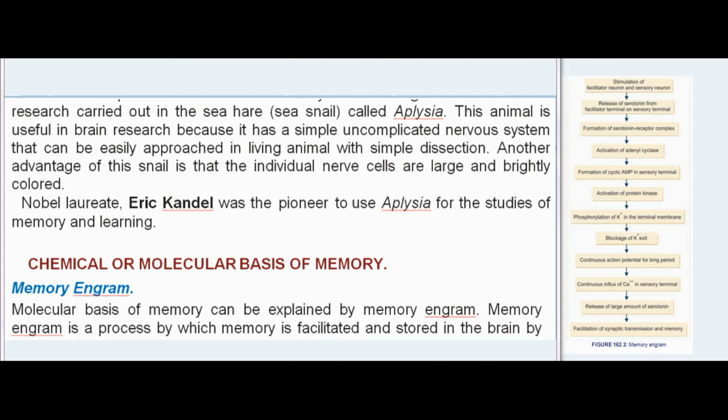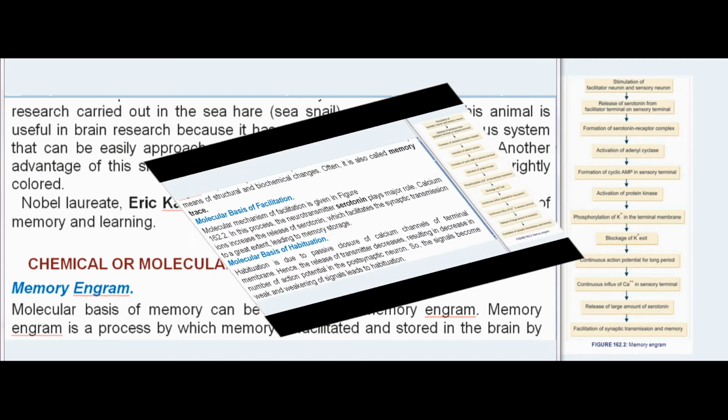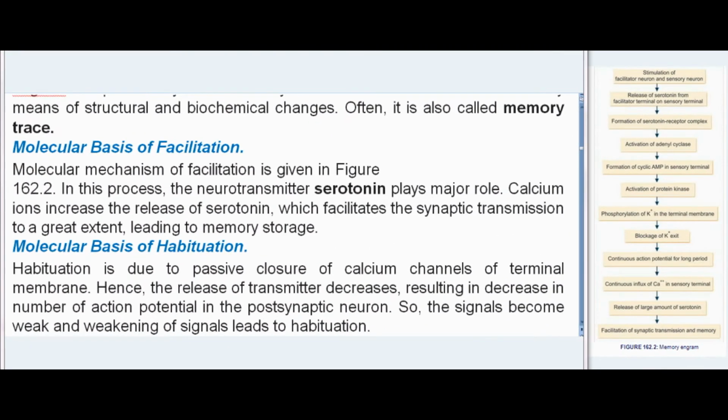Nobel laureate Eric Kandel was the pioneer to use Aplysia for the studies of memory and learning. Chemical or molecular basis of memory. Memory engram. Molecular basis of memory can be explained by memory engram. Memory engram is a process by which memory is facilitated and stored in the brain by means of structural and biochemical changes. Often, it is also called memory trace.